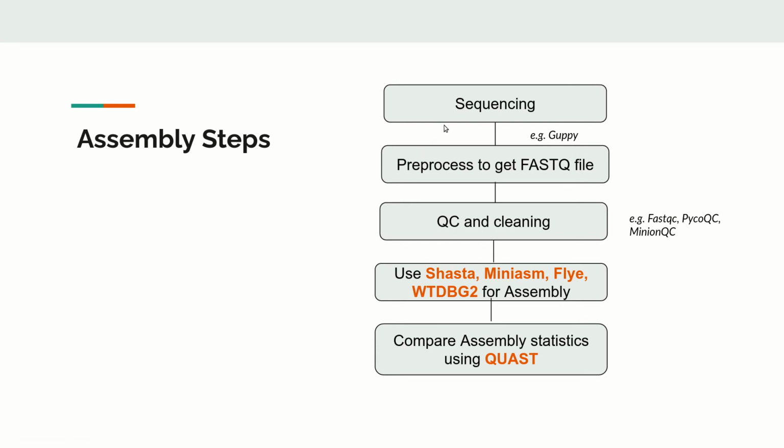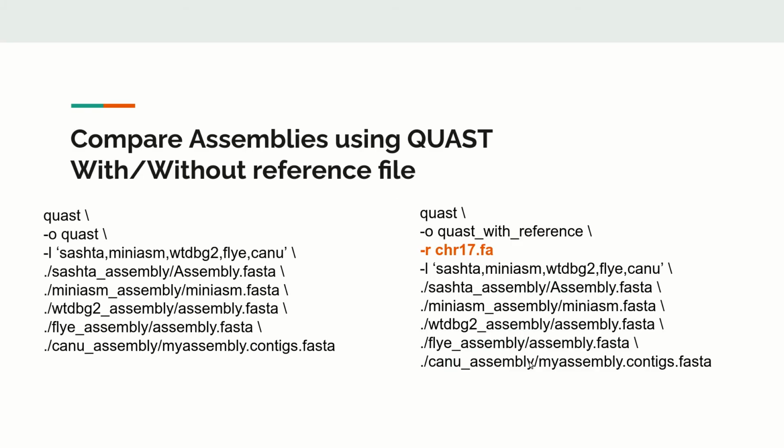So these are the general steps. Once we do the cleaning, we use any of these tools to assemble, and then we compare with Quast. The command is simple: we give Quast, then specify an output directory and give some labels to each of these assemblies.